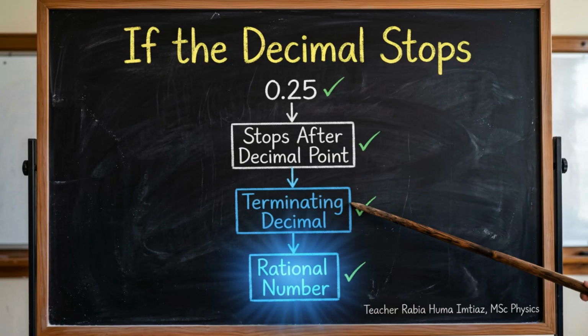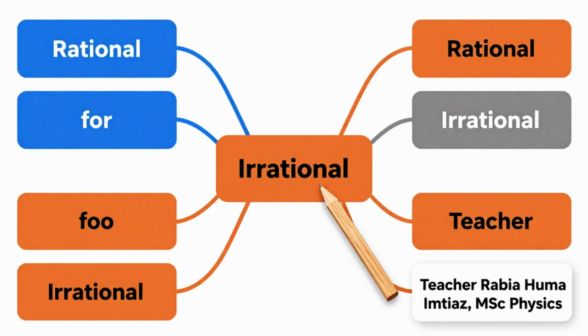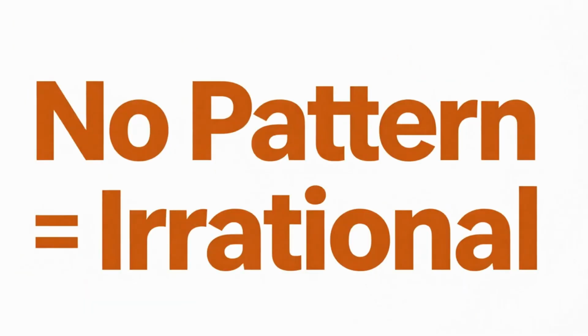Section 4, branch 3, the path to irrational numbers. Now let's head back to that second question. Is there a repeating pattern? What if the answer is no? We follow the red arrow straight down.